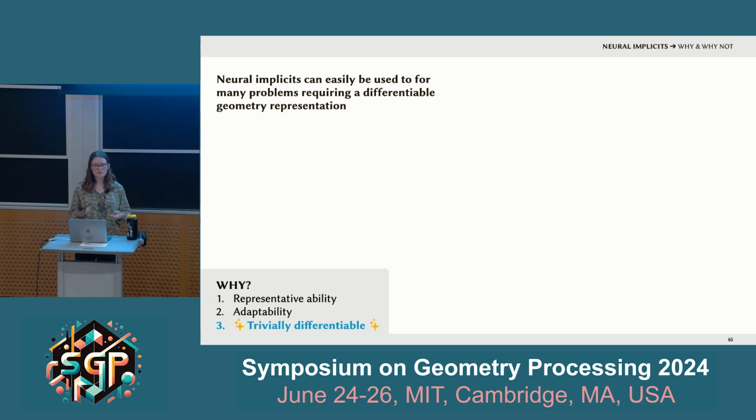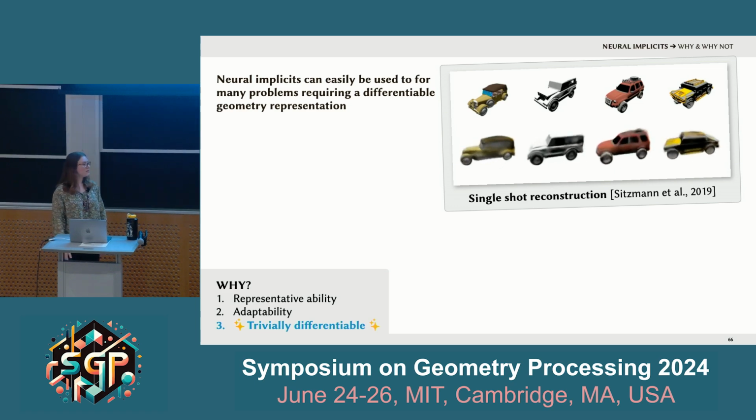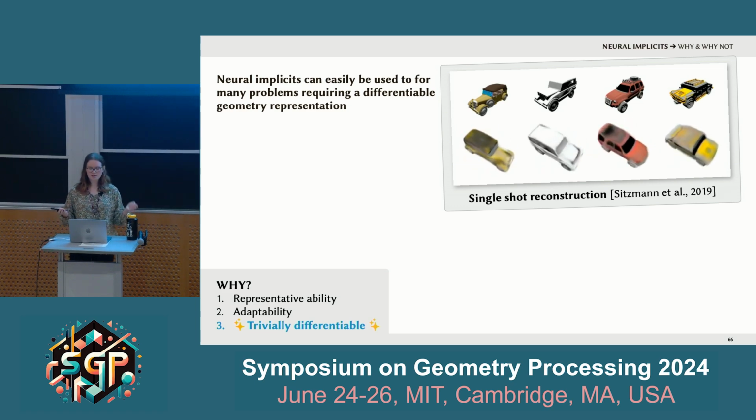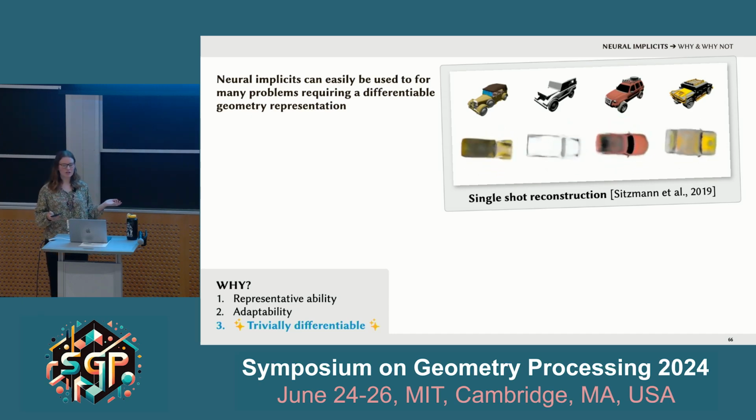Okay, finally, I think the most important benefit of neural fields is that they're trivially differentiable, which means that they can be used in a whole host of problems and naturally slot into a lot of applications. For example, here we can use neural implicits to first learn a space that represents the geometry of cars, and then from a single view of the car, we can reconstruct the geometry of the entire car. This is showing that.